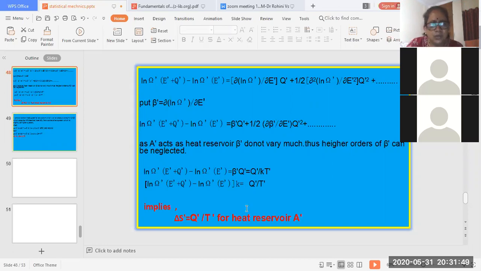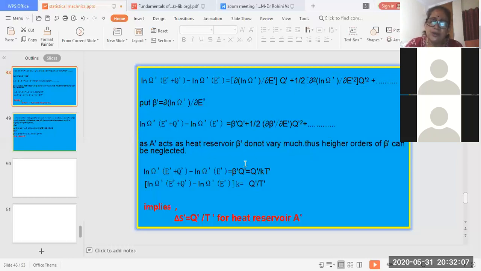Now I will come to the basic definition of the system A dash. As A dash acts as a heat reservoir, beta dash does not vary much. So what is beta dash? Beta dash is 1 divided by kT dash.